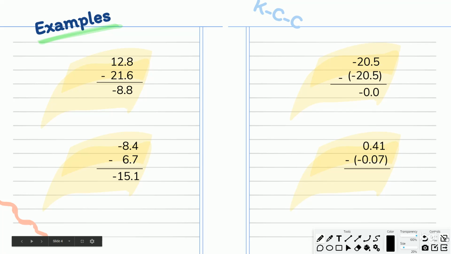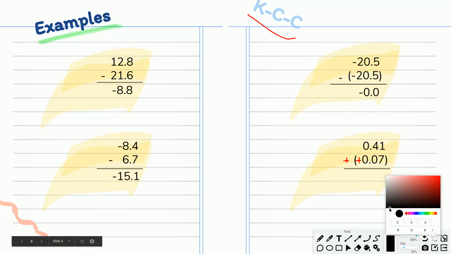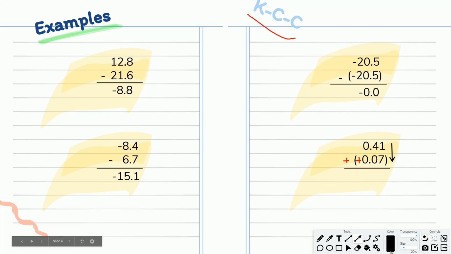My last example I'm going to do is 0.41 minus 0.07. Again, I need to follow my keep, change rules. So I'm going to keep this positive 0.41, change my minus sign to a plus sign, and change my negative 0.07 to a positive 0.07. And now I have the same sign. I have a positive and a positive, so I just need to add them normally.